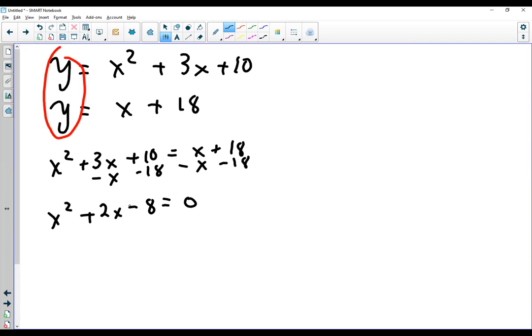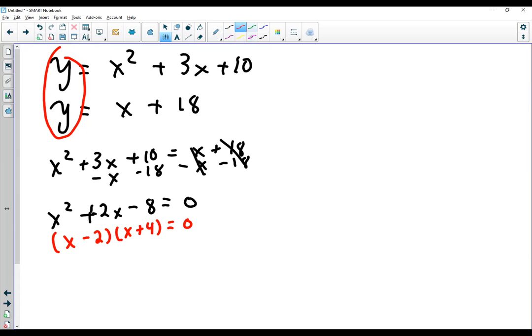What did you just do? I just subtracted x to get rid of this one, and I subtracted 18 to get rid of this one. Now, over here, we have x squared plus 2x minus 8. What we're going to do is factor. So what multiplies to negative 8 and adds to 2 is going to be x minus 2, x plus 4. You've got to plug in both at the end.